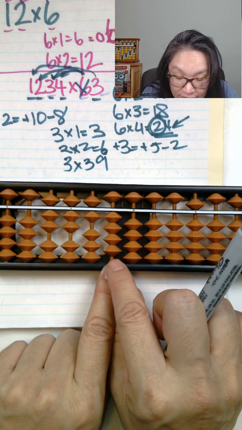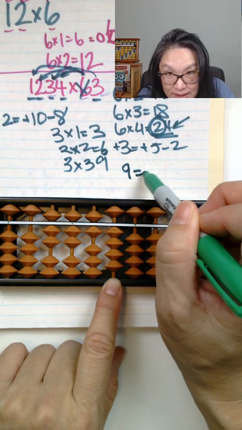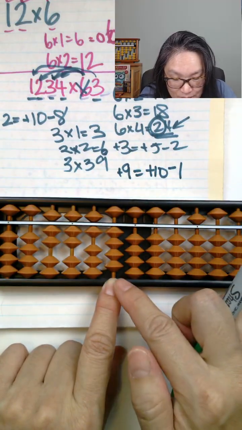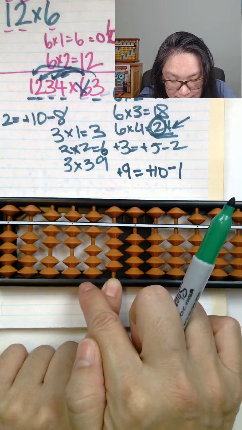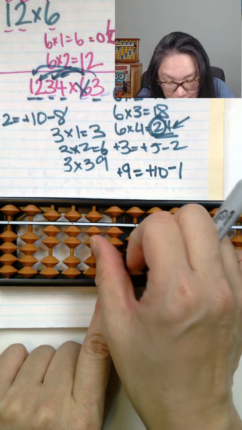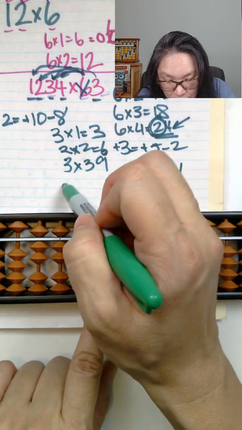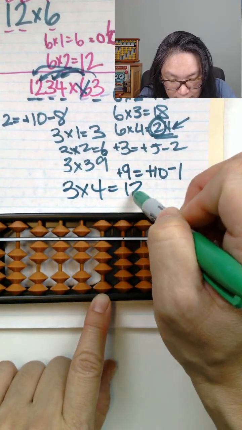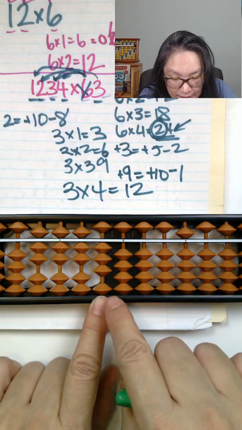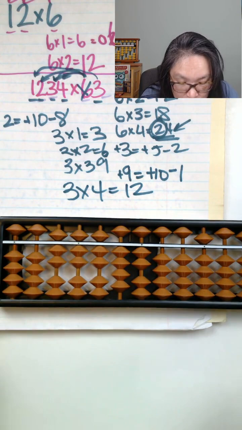So do I have enough beads? No. What do I do? How do I do it? Plus 9 is equal to plus the 10 minus 1. Again, plus the 10 is the column over. So I plus the 10 and I take away the 1. Now my final one is 3 times 4. 3 times 4 is 12. Do I have enough? Yeah. I add the 1 and I add the 2. And that's my answer. What's my answer?